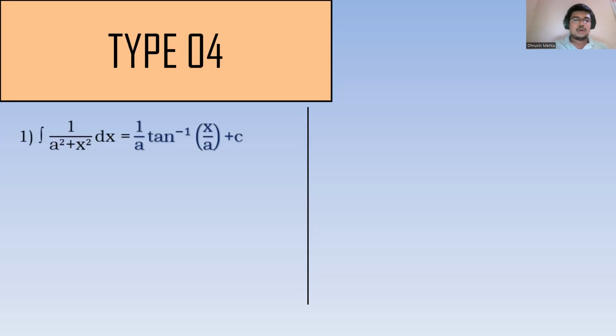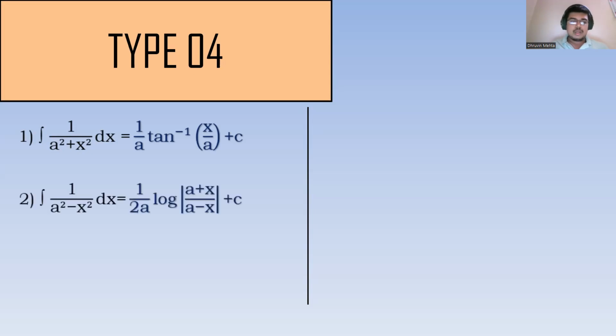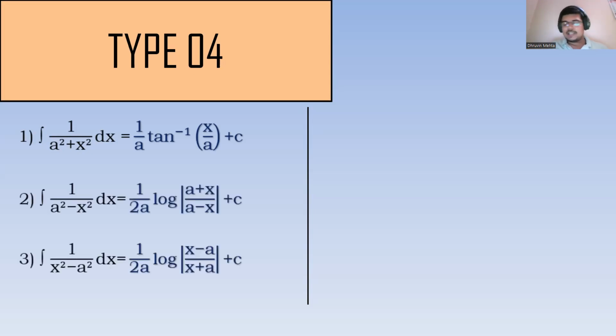So 1 upon x square plus a square is 1 upon a tan inverse x by a. If we have 1 upon a square minus x square or x square minus a square, then in both formulas there is a pattern. You have to understand the pattern. It will become easier to learn then. So we have 1 upon 2a in both. Now what is the expansion formula of a square minus x square? If you remember, it is a plus x into a minus x. So the same is here, log of a plus x upon a minus x, and x square minus a square also expands as x minus a, x plus a. So that is how it is.